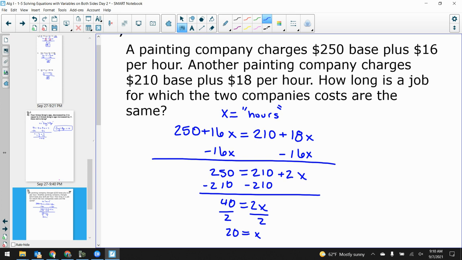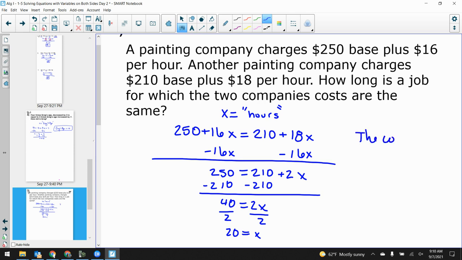I know my solution was 20, but what's the answer to my problem here? The two companies would be the same amount of money at 20 hours. Yeah, this one's kind of a hard one to put into words. For the two companies to cost me the same, it would take 20 hours.